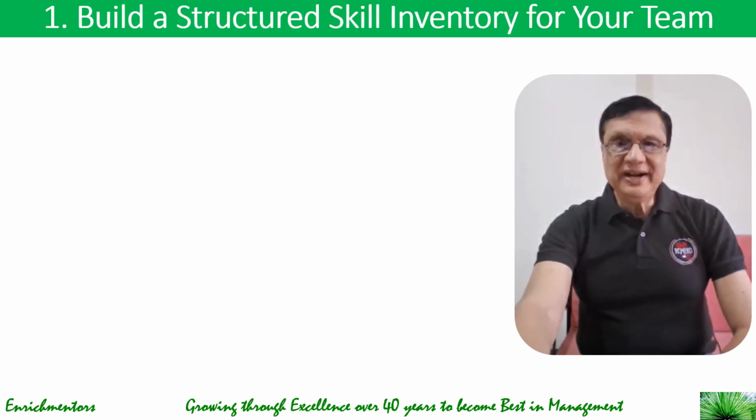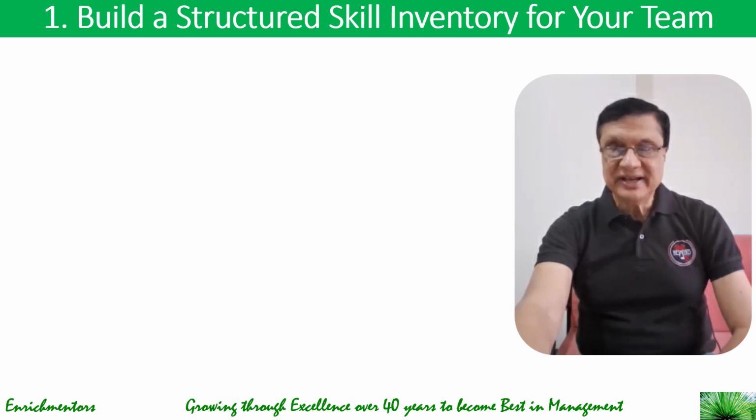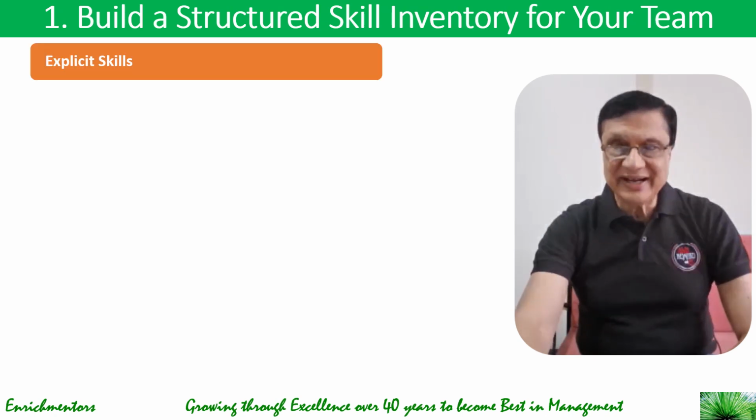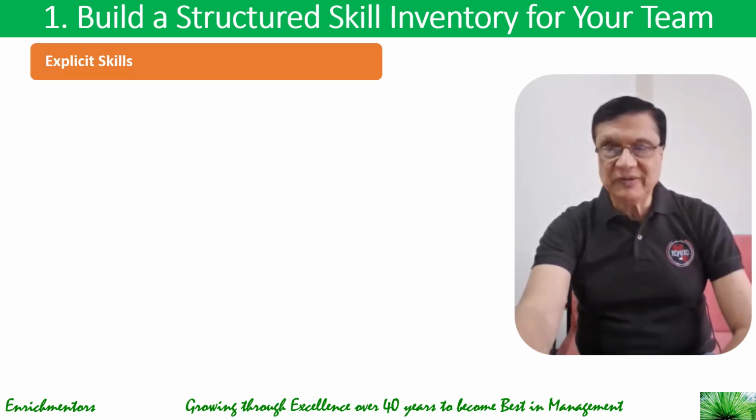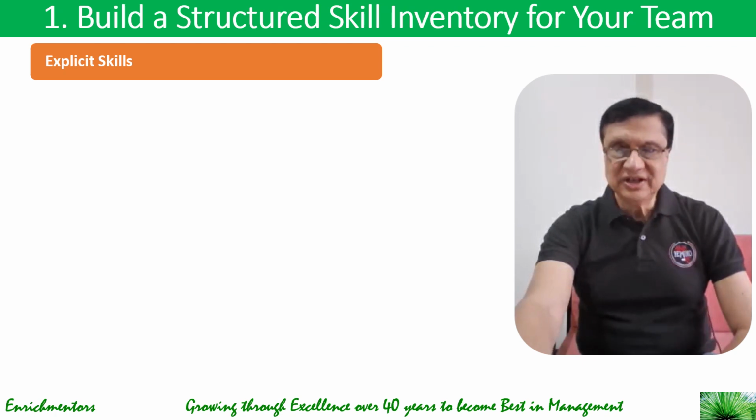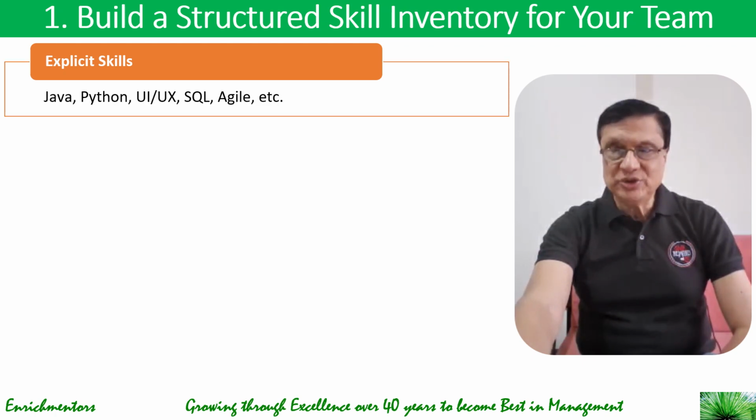So first you need to build a structured skill inventory of your team, and that you do by creating or extracting the skill metrics for each team member. This could include things like explicit skills, which could come from resumes, HR systems, certifications, and these are things like Java, Python, UI, UX, SQL, Agile, etc.